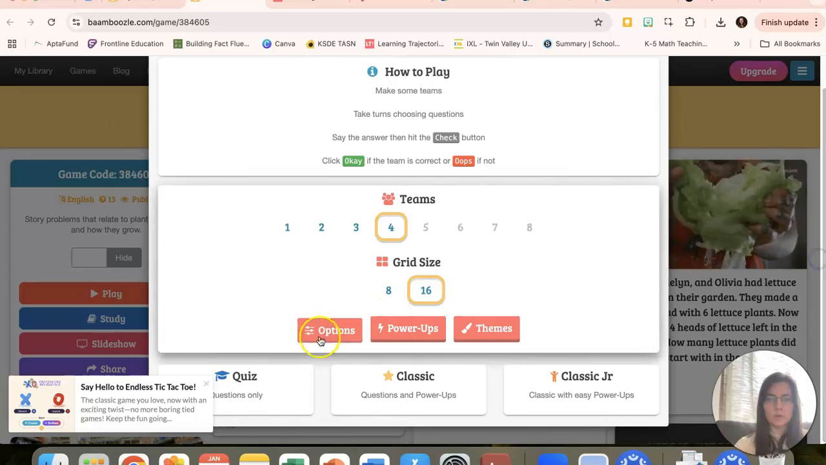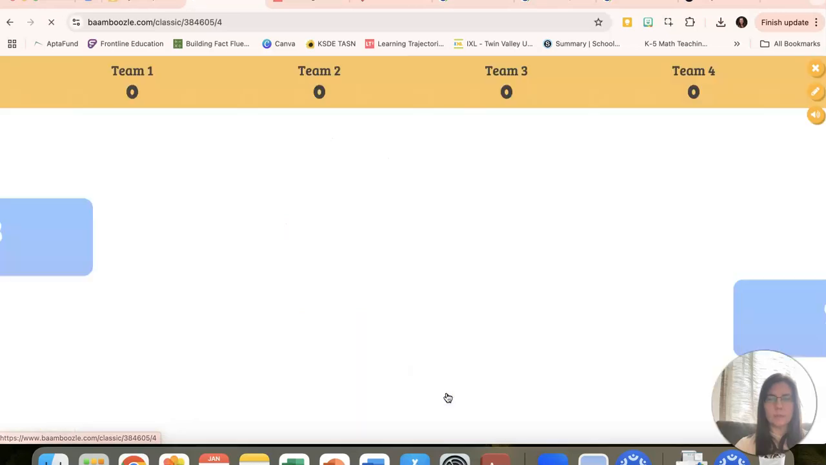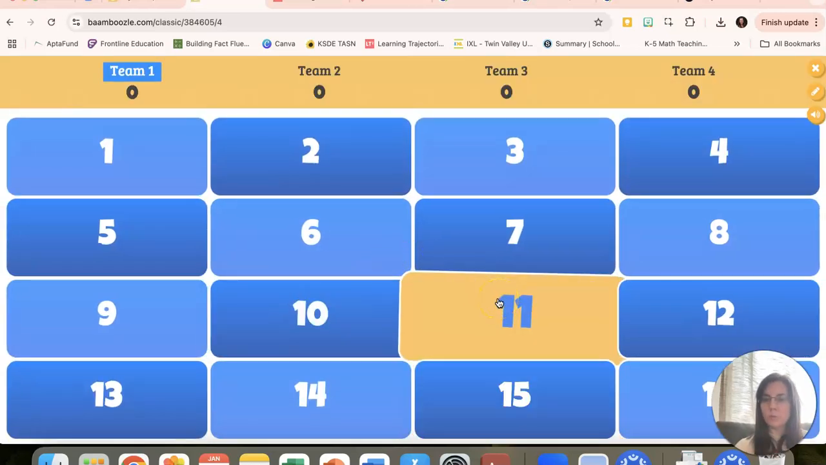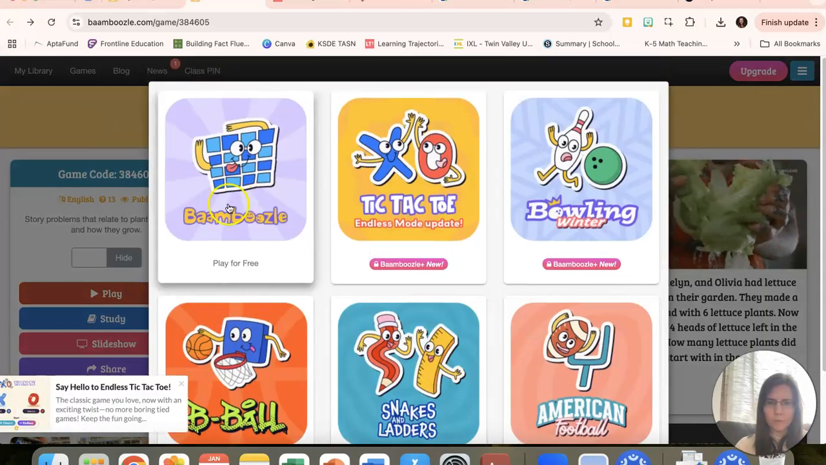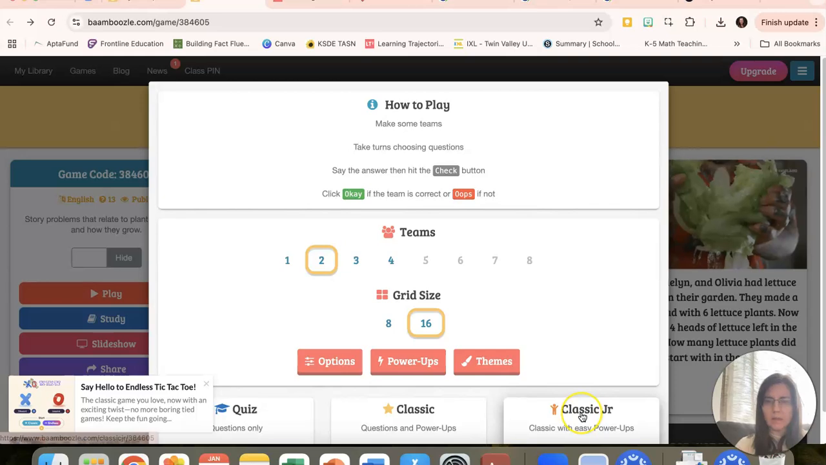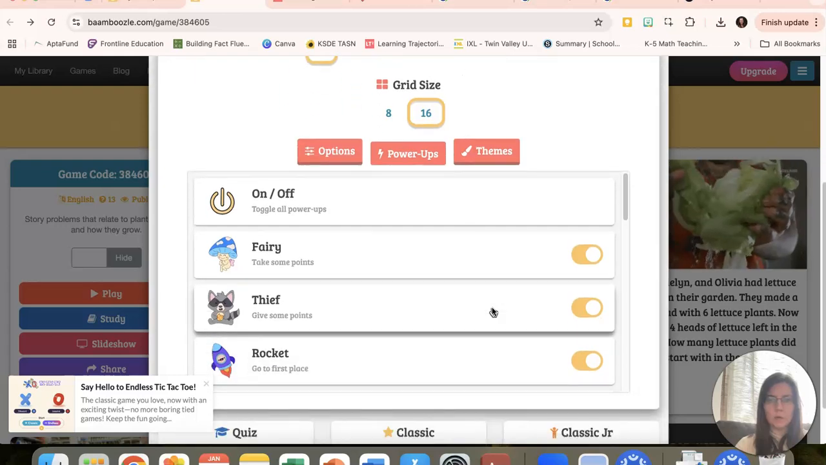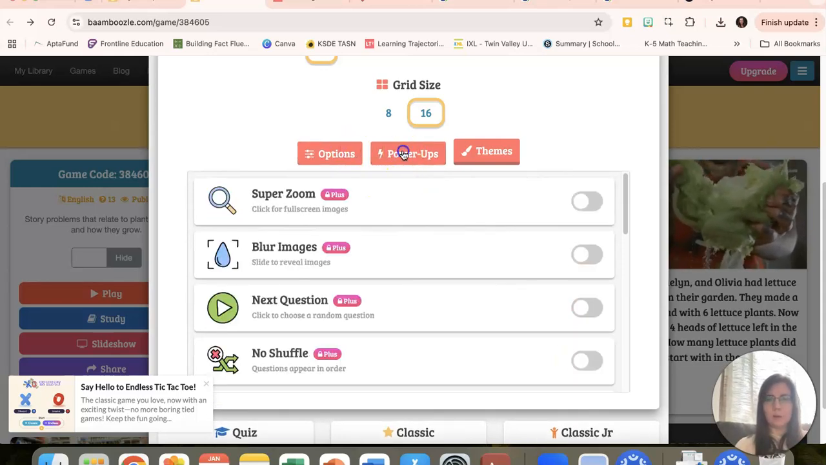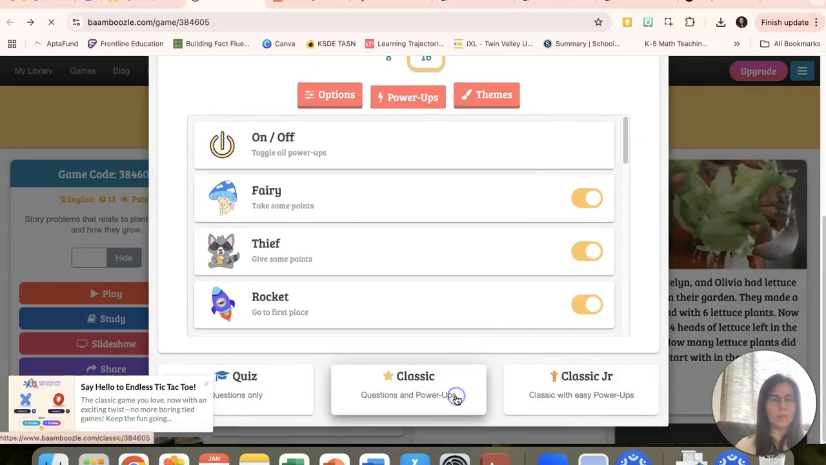You can select whether you want it to just be questions. There's also the option for students to get power-ups, which are like additional points, or there's the option to have power-ups and then some negative options. So let me go ahead and look at what that one was technically called. Classic Junior just has the easy power-ups. The power-ups can be where you take points from another team, or you give points to another team, boosting you to first place. I think you'd have to be careful with some of those, as some students may struggle with that.